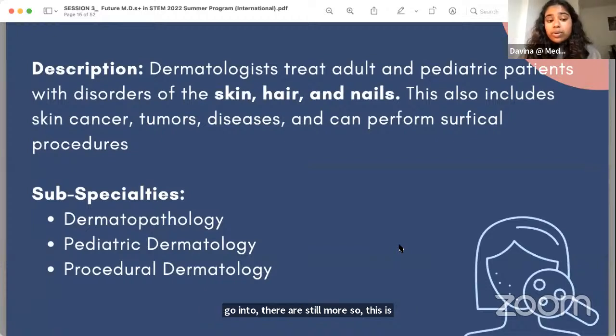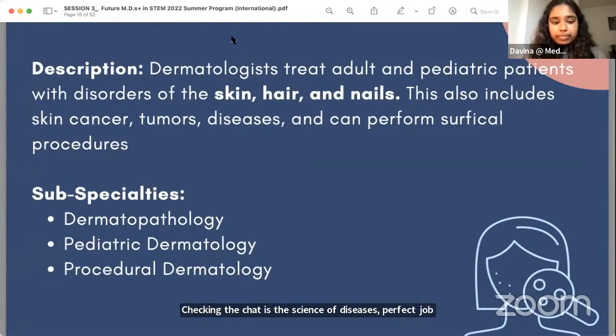So you can go into dermatopathology. Does anyone know what pathology is, or what pathology is the study or the science of? Check in the chat. It's the science of diseases. Perfect. Good job, everyone. So we have pediatric dermatology, dermatopathology, procedural dermatology, and there are a couple more, I think.